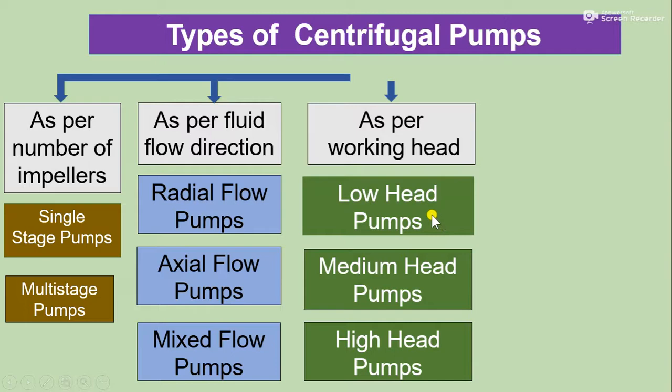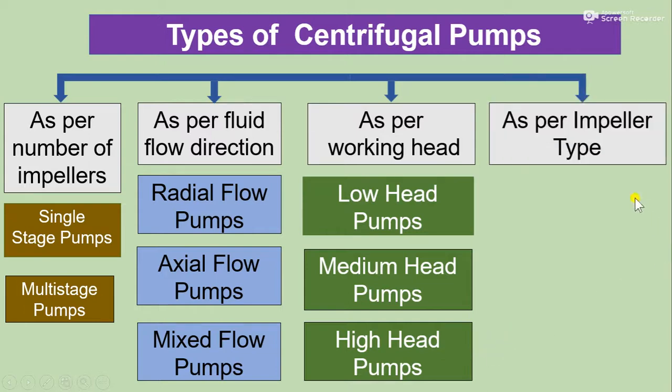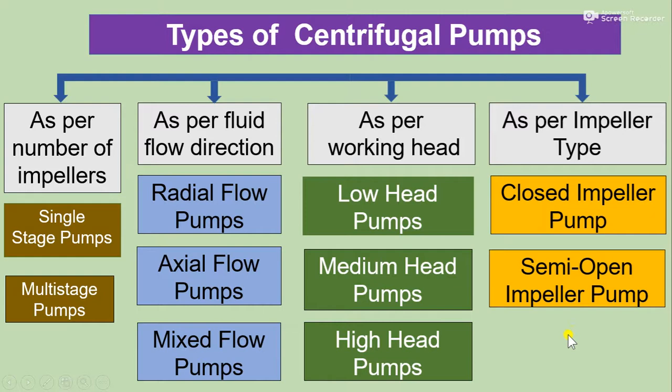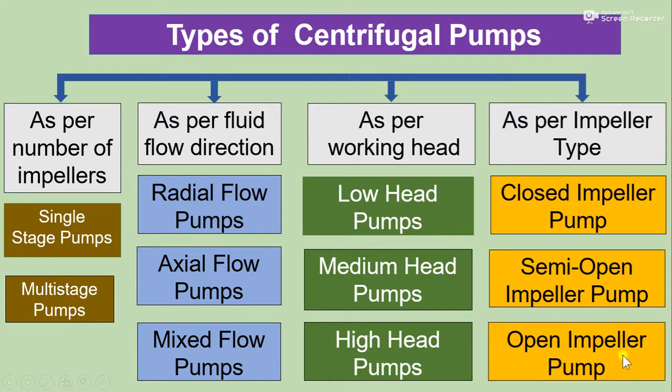For low head pump, head is up to 15 meter. For medium head pumps, head is from 15 meter to 40 meter, and for high head pump, head is above 40 meter. As per impeller type, centrifugal pumps are classified into three types: closed impeller pump, semi-open impeller pump, and open impeller pump.